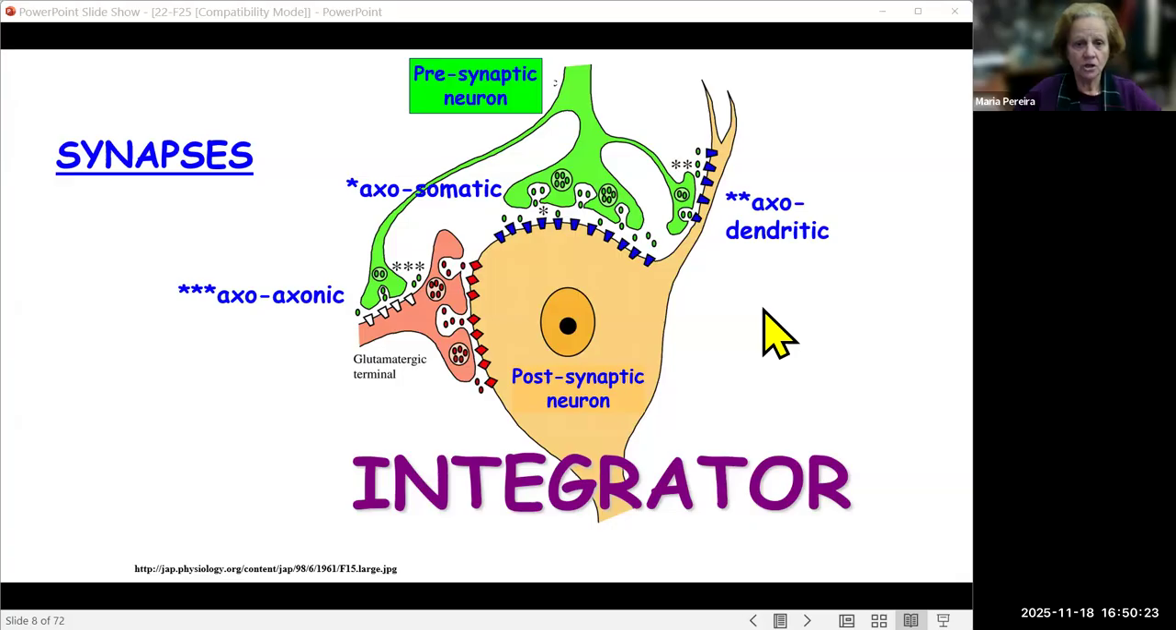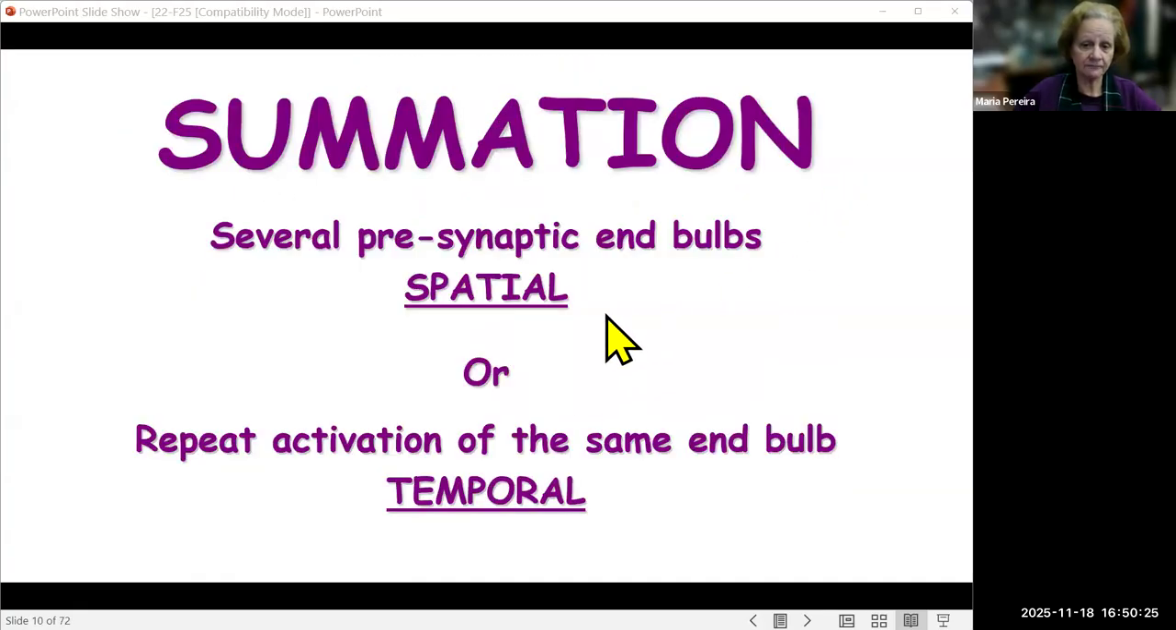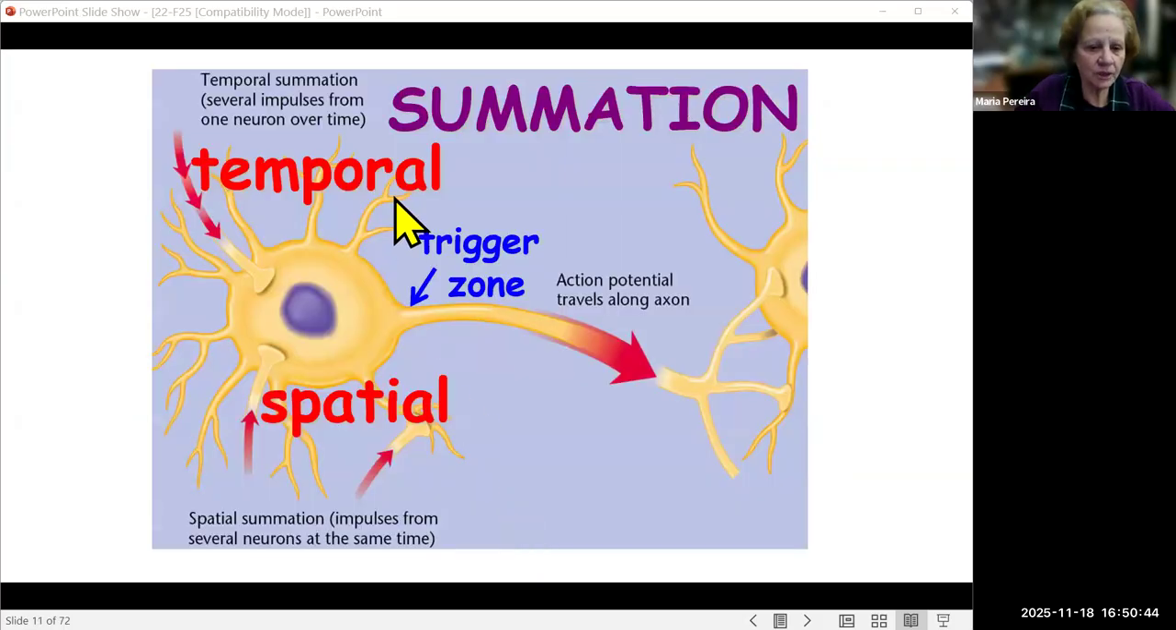So the summation, you can have spatial or temporal. Summation is the result of the action of all the presynaptic endpoints. So it can be spatial or it can be temporal. So what does this mean? Here you have a presynaptic neuron and the axon terminal making a synapse with a postsynaptic neuron. Okay, so what happens here?